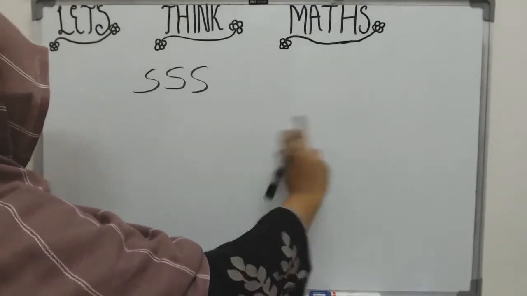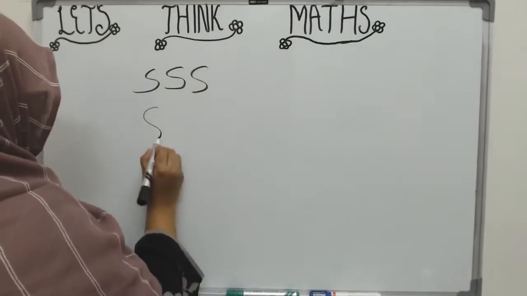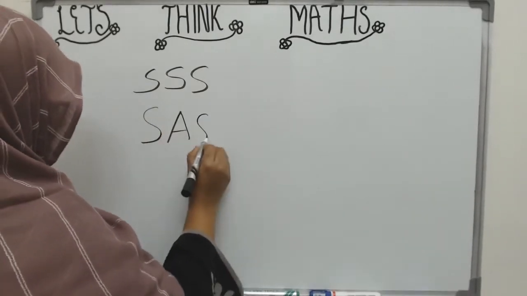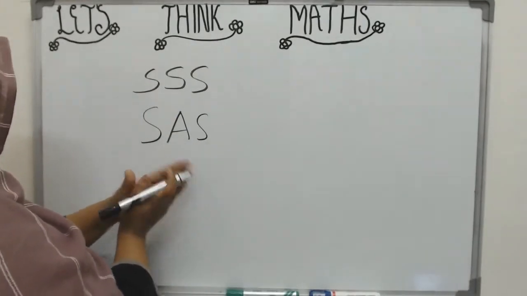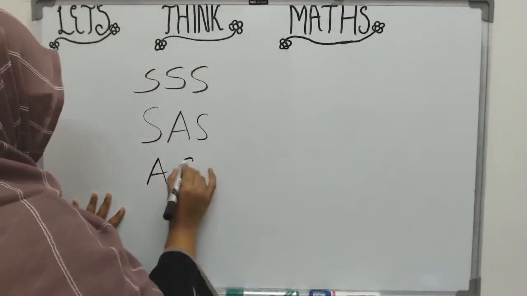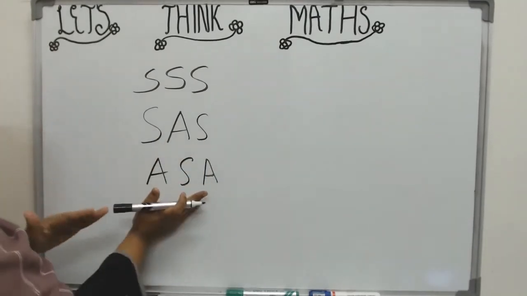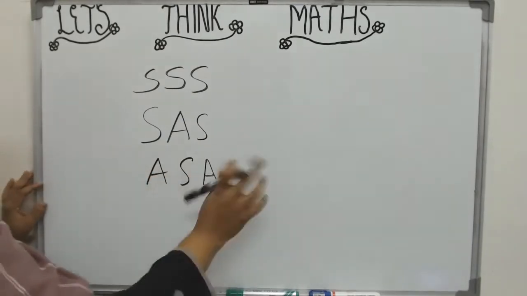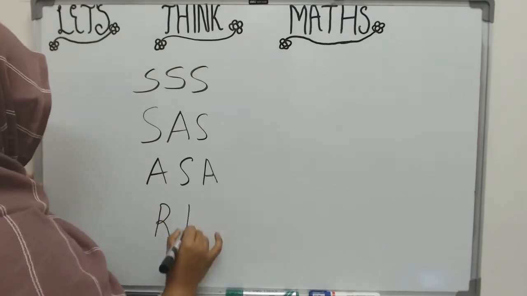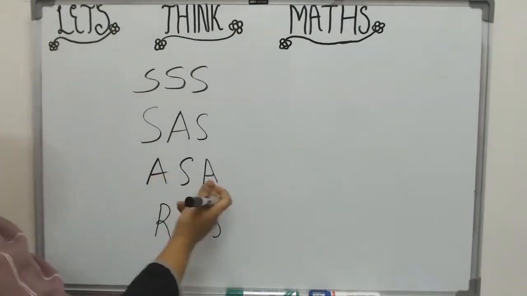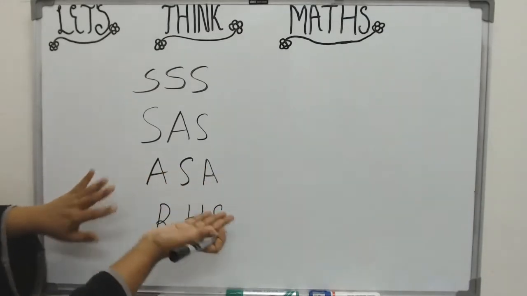If two triangles have the same set of sides, they will be congruent. Then the next one is SAS, which means two sides and the angle which is included between them. And then ASA, which means two angles and the side which comes between them is the same. Then such two triangles will be congruent. And the last one was RHS, which is a special case. And we also studied AAS, but I'm not going to mention that because it is the same as ASA.